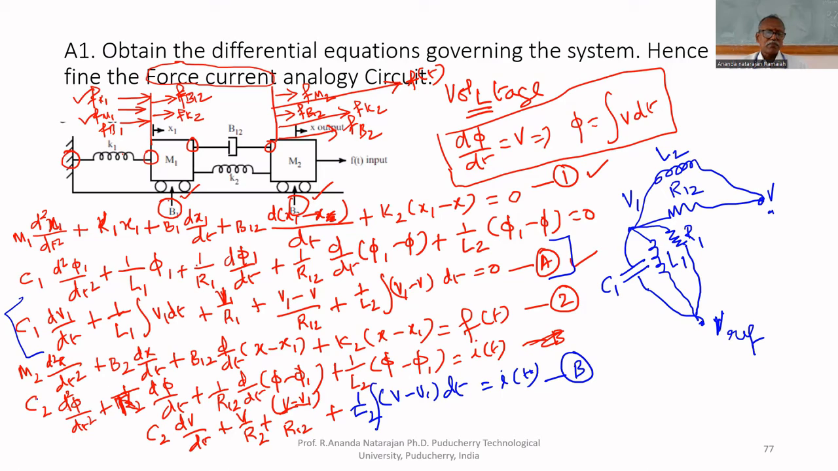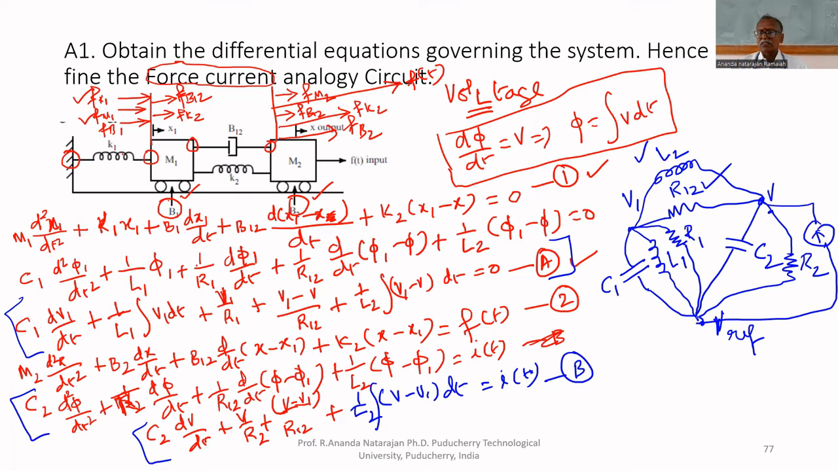Now come to equation B. C2 is between V and reference. R2 is between V and V reference. R12 we have already drawn. L2 we have already drawn from the first equation. I of t is between V and V reference. That's all. If you stop here, then also you will get marks.